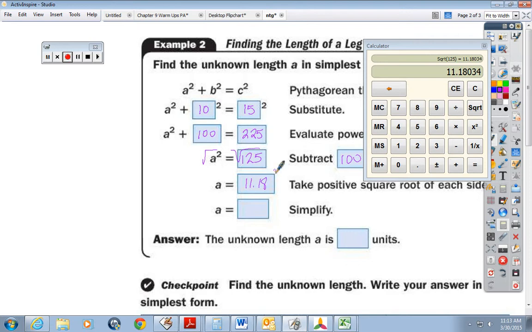Now the other way to do it in your notes, I actually missed this. It says write it in simplest form. So there's your exact answer, but your notes just asked us to write it in simplest form. Simplest form is like what we did on the last lesson. What is a perfect square that goes into 125? 25. So the square root of 25 times what? The square root of 5.